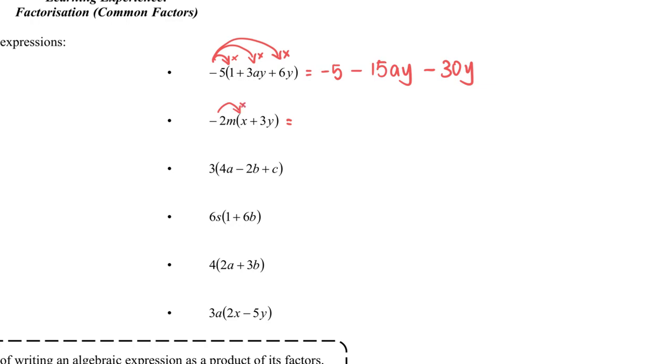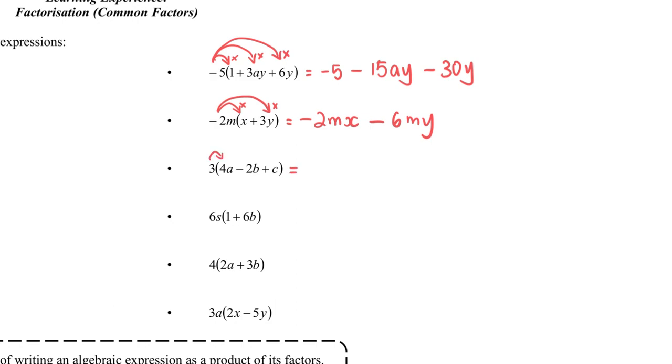This will give me negative 2mx. After I multiply negative 2 times positive 3, negative 6my.